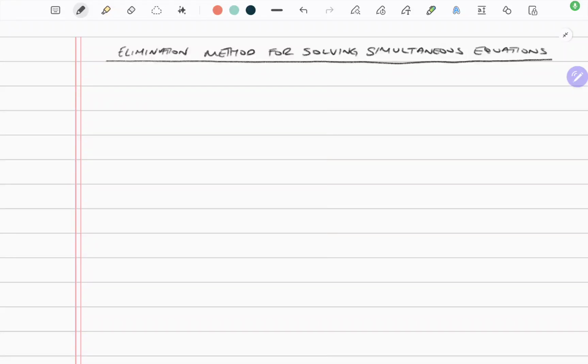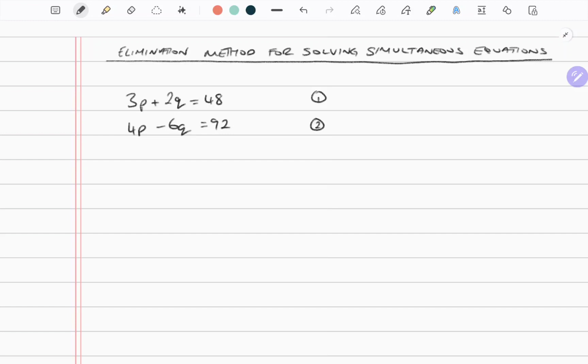Hello and welcome to a video on solving simultaneous equations using the elimination method. So let's say we have, for example, 3p plus 2q equals 48 and 4p minus 6q equals 92. First thing would be just to label these equations. You can label them any way you wish, but just 1 and 2 in this case.